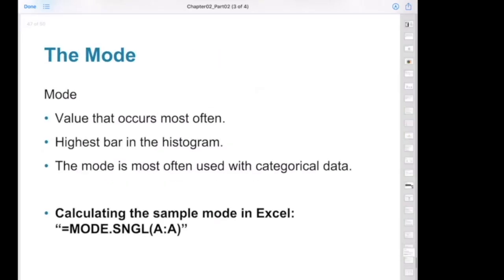The third measure of the center is the mode. So far we have three measures of center: the mean or the average, the median, and then the mode. Okay, what is the mode? The mode is the most frequent value in our data, or the highest bar in the histogram. If you remember the histogram, if you have just one peak, the highest bar is the mode. And the mode is most often used with categorical data.